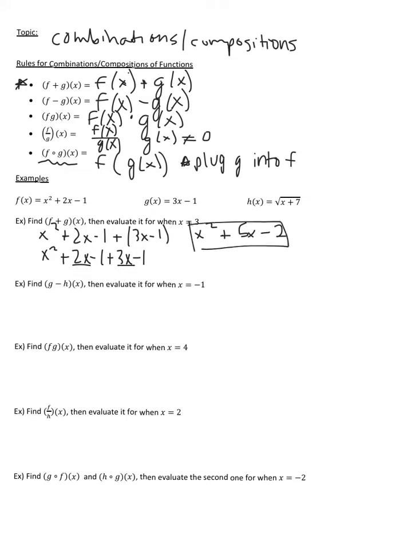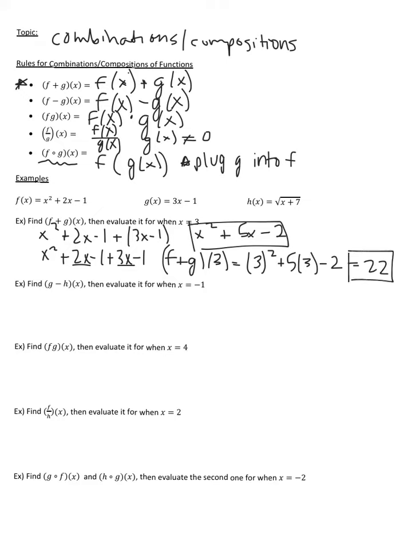And then we want to evaluate it for when x is 3. So f plus g of 3 is going to be 3 squared plus 5 times 3 minus 2. So 9 plus 15 is 24. 24 minus 2 is 22.